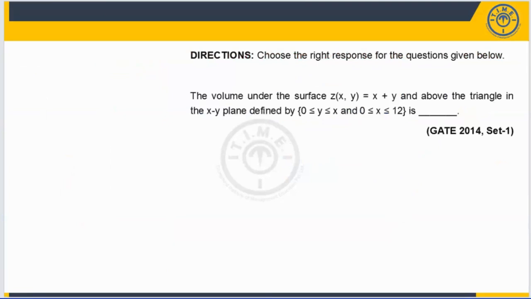So the volume under the surface and above the triangle in the xy plane is defined by the double integral over R of f(x, y) dx dy, right? And that equals what? The limits of x are 0 to 12, the limits of y are 0 to x. What is the function? x plus y dy dx.